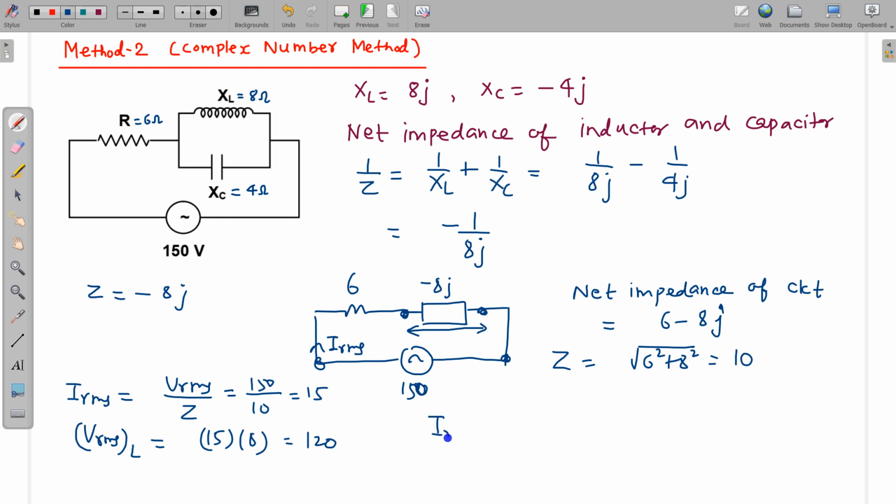So what is the RMS current through the inductor? This is VRMS across the inductor divided by its impedance XL. VRMS is 120 and XL is 8. So this is going to be 15. So 15 ampere is the RMS current through the inductor.